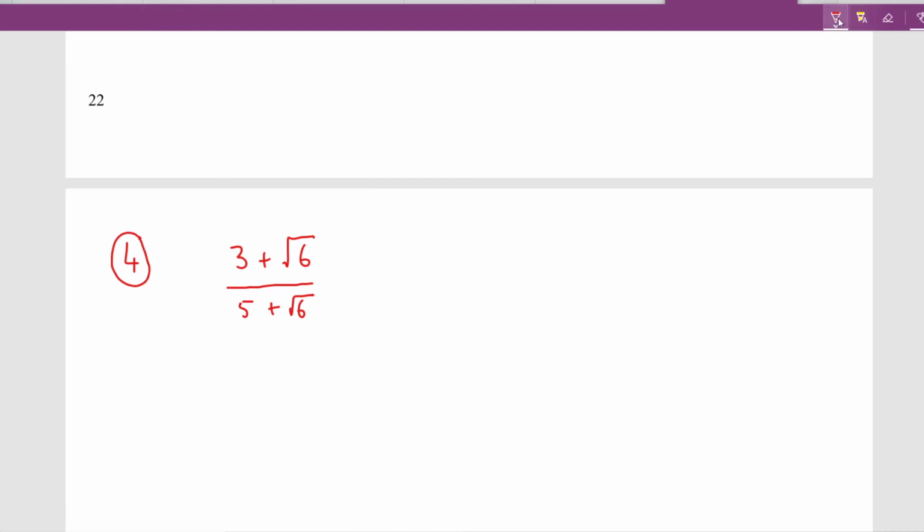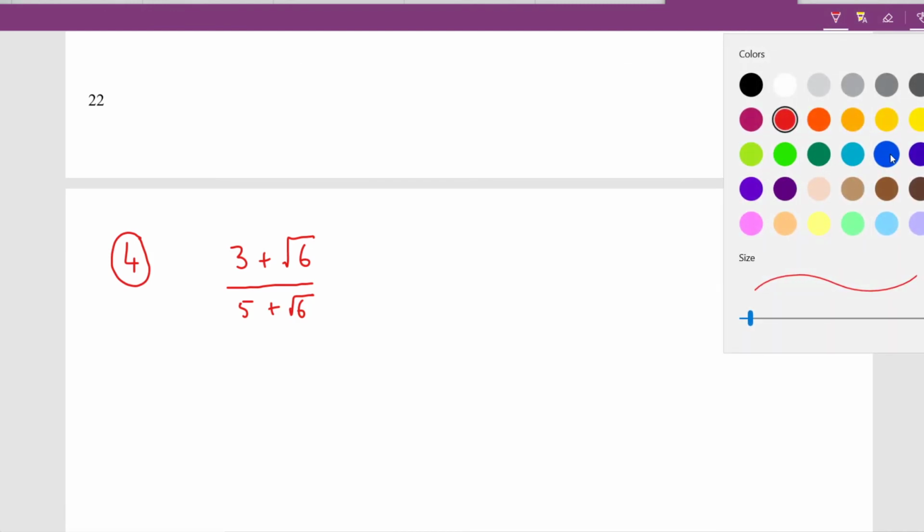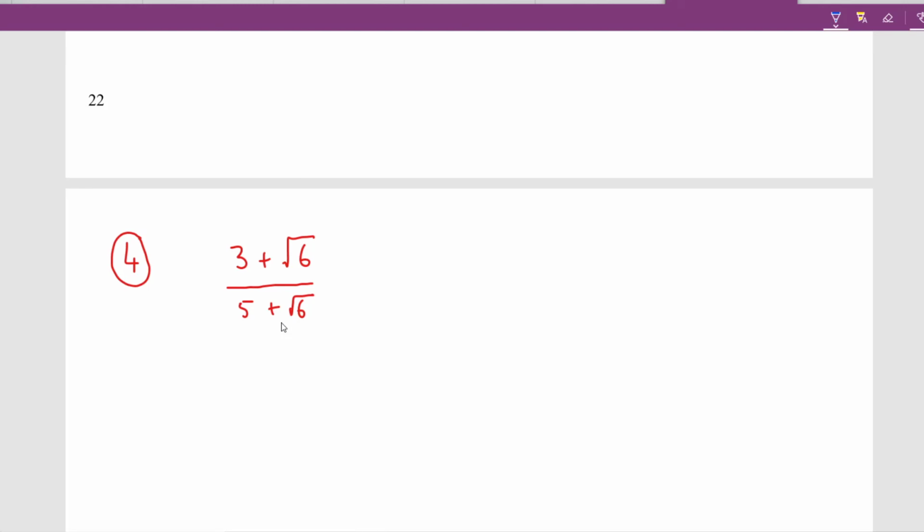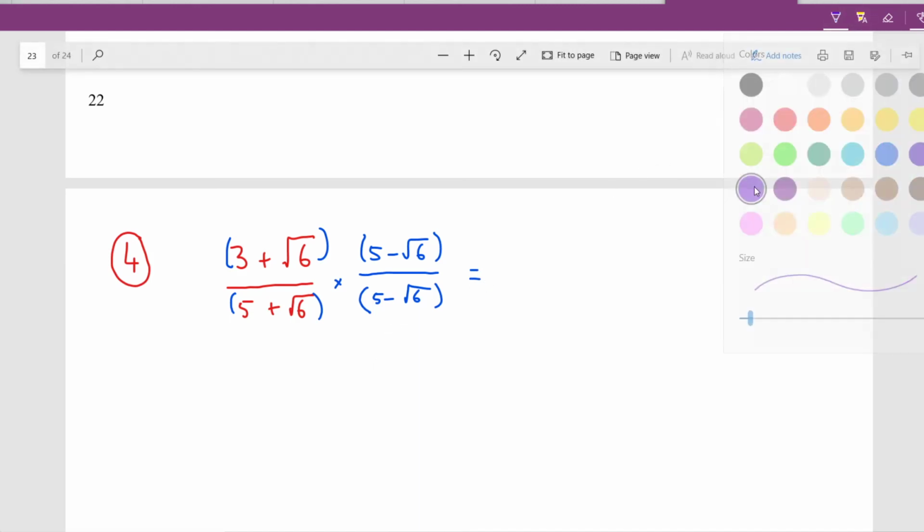So, as always, the first thing you're going to do when rationalizing the answer, we need to times top and bottom by the conjugate of this. So that's going to be 5 minus root 6. Now, put brackets around everything. Okay. And let's begin.